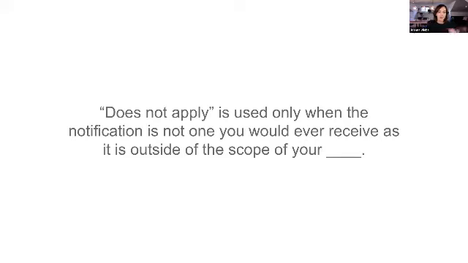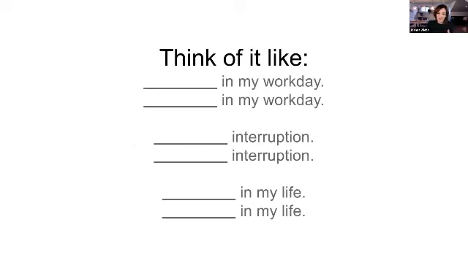And so does not apply, you explain, is used when the notification, in this case for Slack, is not one you would ever receive as it is outside the scope of your, let's say, job or work or life or interest or whatever that thing might be. Just help your actual user, the tester, understand why they would say does not apply. Cool. Okay. Then you explain this further. This is still you setting up for the moderated user test. So think of it like friendly in my workday, unfriendly in my workday. Friendly interruption, unfriendly interruption. Friendly in my life, unfriendly in my life. Those blanks are all for you to fill in. We did, for the Slack integration, welcome in my workday, unwelcome in my workday. Welcome interruption, unwelcome interruption.